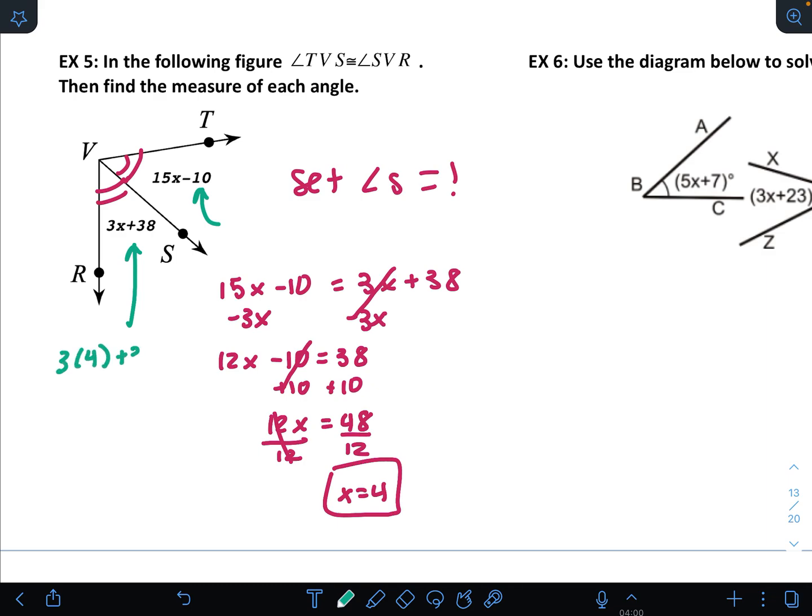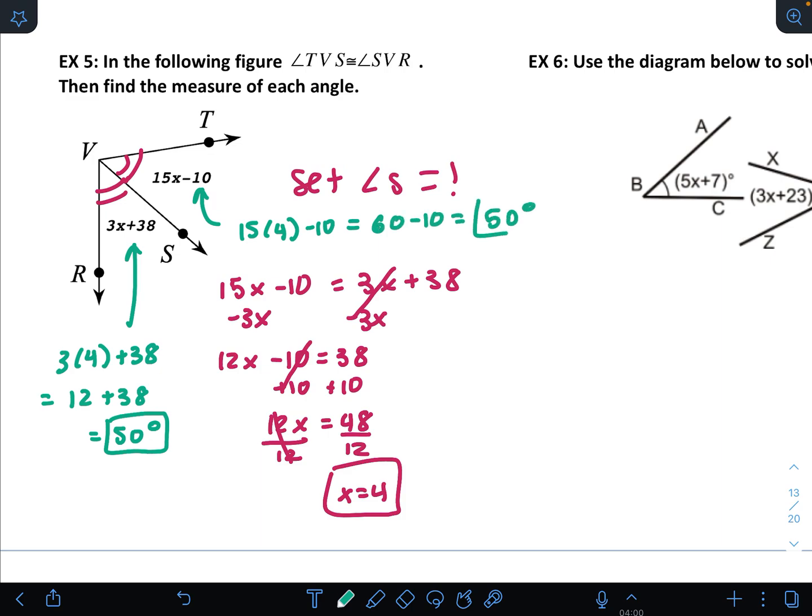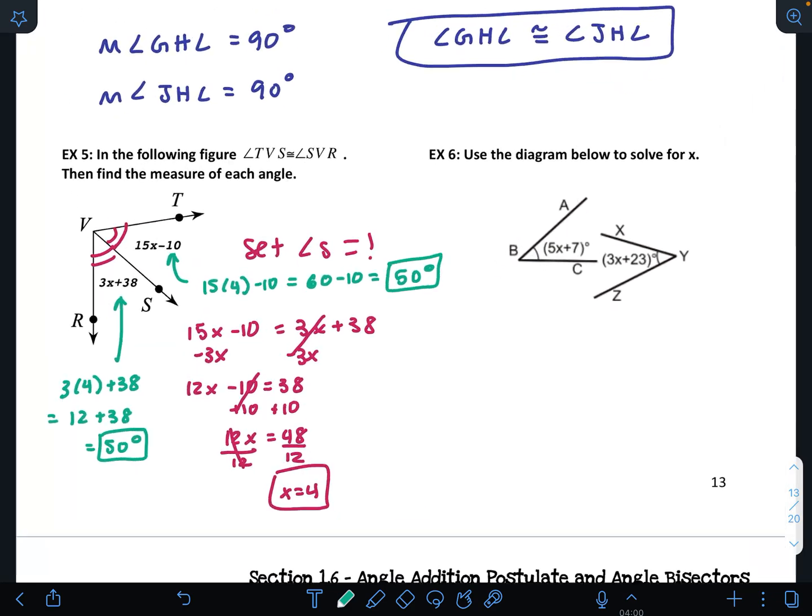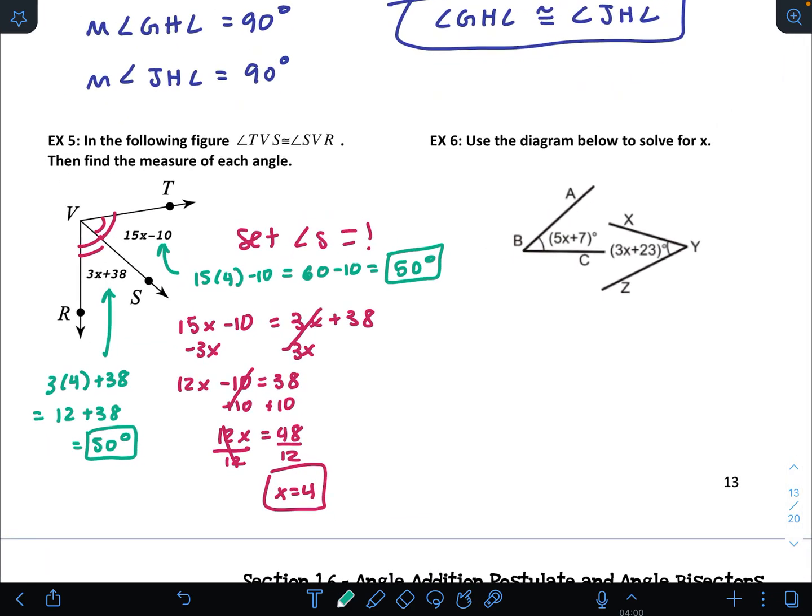3 times 4 plus 38 is 12 plus 38, so 50 degrees. Then I can do the same thing here. 15 times 4 minus 10, which would give me 60 minus 10, or another 50 degrees. And again, I knew that those were congruent, so that tells me I got the right x value because they ended up being the same angle measure.